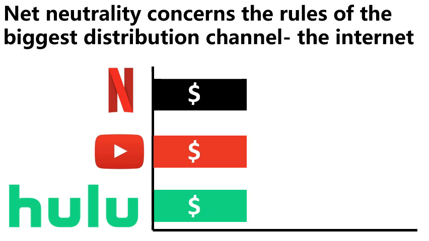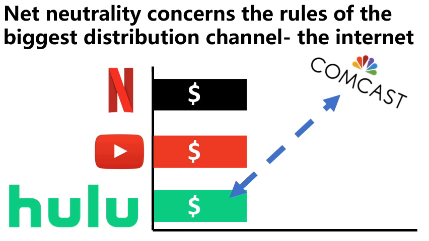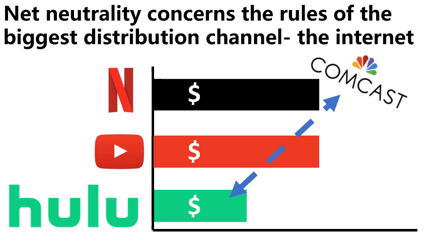Now, let's just say hypothetically that my internet service provider, Comcast, has a relationship with one of these organizations. Say they own a stake in Hulu. What they can do is increase the price of data from Netflix and YouTube so that I actually have to pay more when I'm streaming from Netflix or YouTube than when I'm streaming from Hulu. And by controlling that distribution channel, they can push customers away from competitors and to themselves.